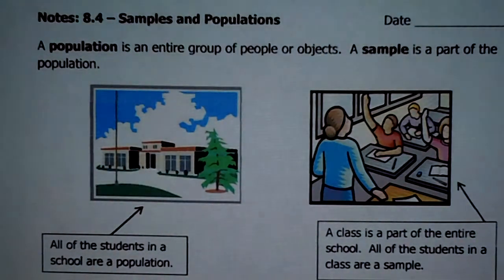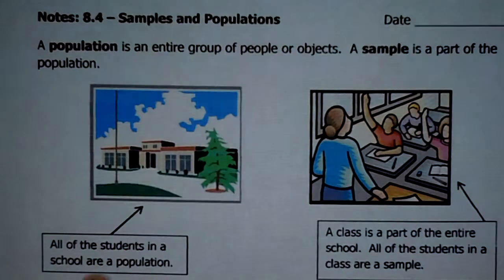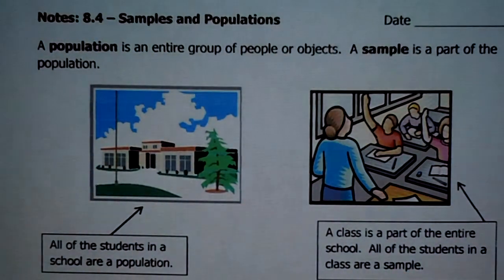The population is the whole thing. A sample is just a piece of the whole thing. So all of the students in a school, all the students that go to JMS, that would be considered a population. One of the classes in the school could be considered a sample of the entire school.